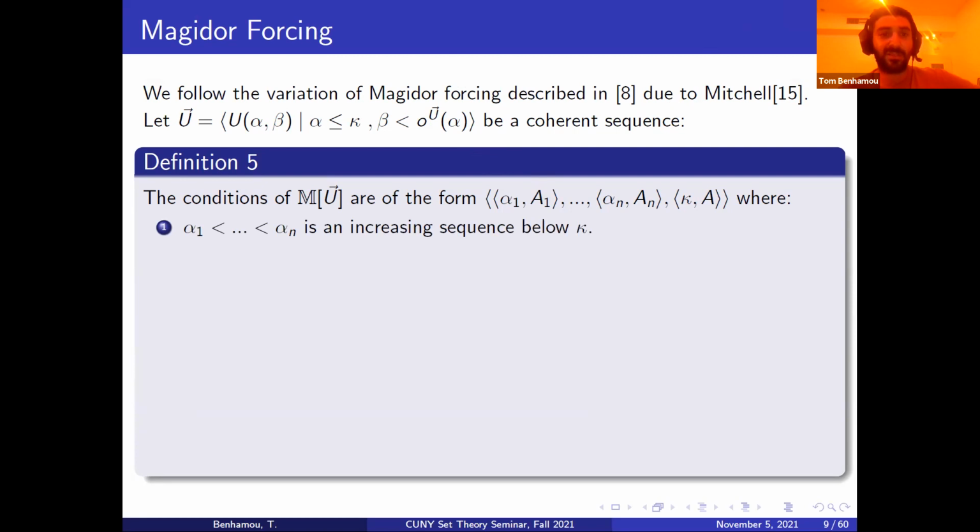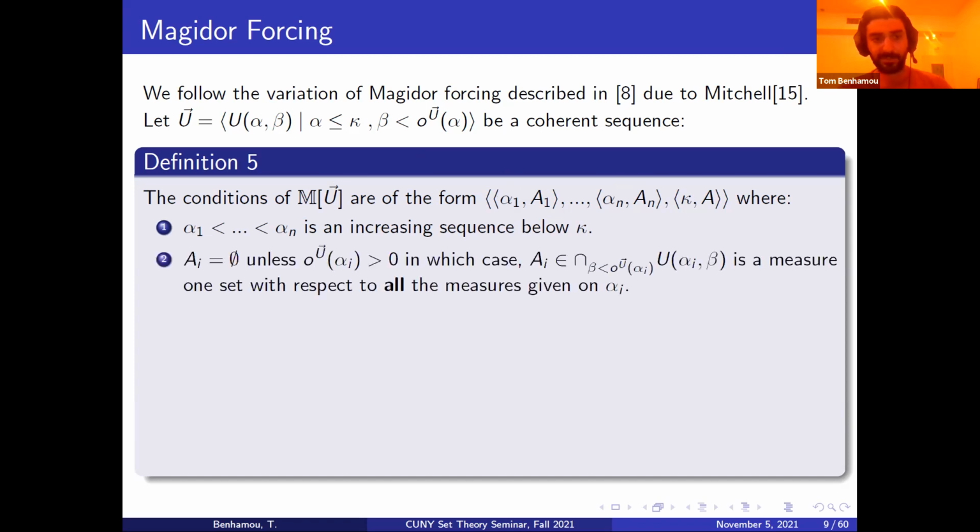So the ordinals form an increasing sequence below kappa. Always the ordinal in the rightmost pair would be kappa. The kappa is the maximal measurable in the sequence U. So the ordinals form an increasing sequence below kappa, which is intended to approximate the final club. And the sets AI are, as usual, sets of candidates for the continuation of the sequence.